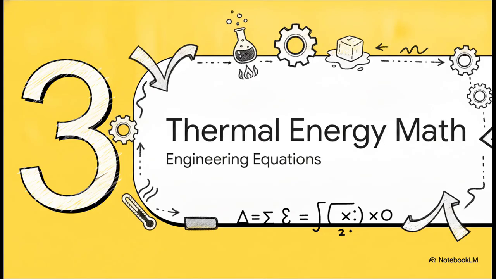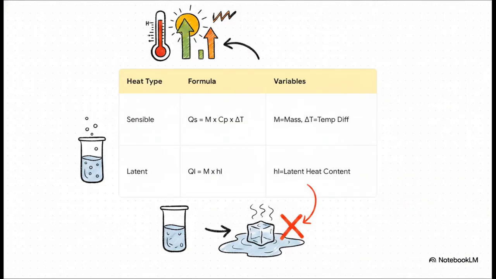Section 3, calculating thermal energy. Now that we've got the underlying physics nailed down, let's take a look at the mathematical language engineers actually use to calculate these energy needs. Here is how the math shakes out. For sensible heat, the formula is Qs equals mass times specific heat times delta T. That delta T is just the temperature differential. So sensible heat is entirely dependent on how much the temperature actually changes.